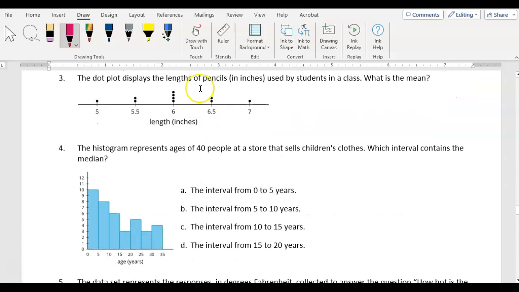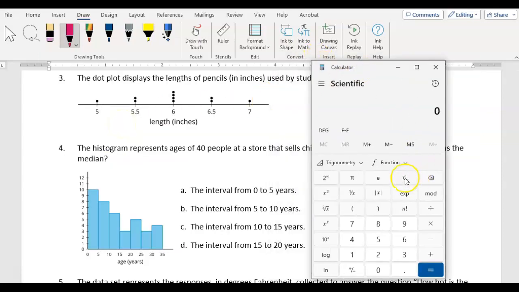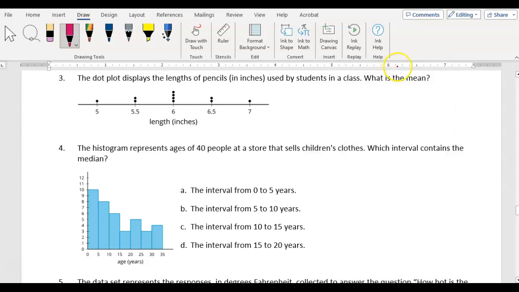The dot plot displays the length of pencils in inches used by the students in the class. What is the mean? So again, we need to add all of those values up and then divide by the number of values. So we have 5 plus 5.5 twice, which is 11, plus 6 times 4 is 24, plus 6.5 times 2 is 13, plus 7. And then we're going to divide by 10. So that will be 6. So 6 is our mean.